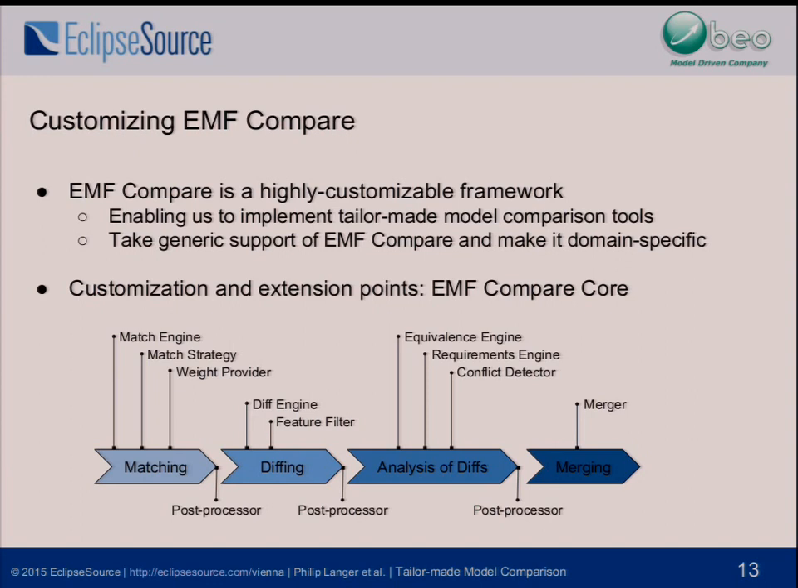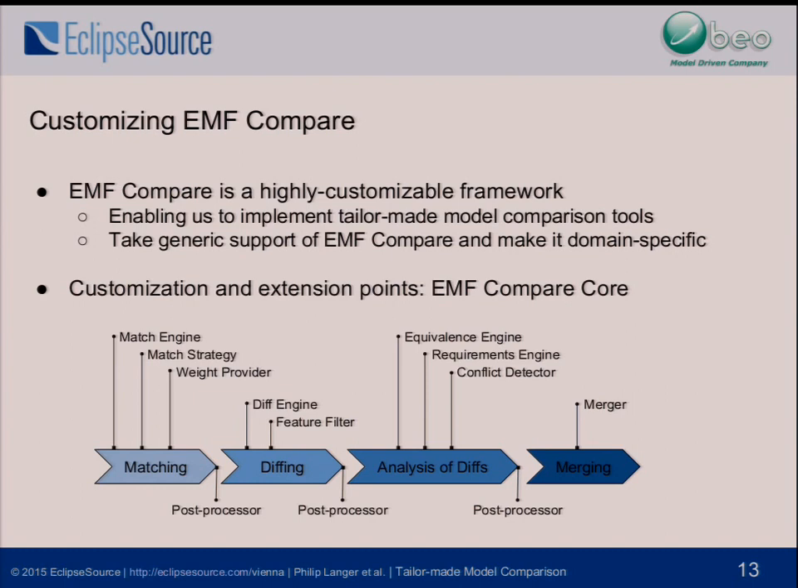And basically, I mentioned before 3 outcomes of this analysis phase, and that's the identification of equivalences, requirements, and conflicts among differences. And basically, you can affect or customize all of these 3 analysis steps. So just to mention one example, conflict detection.